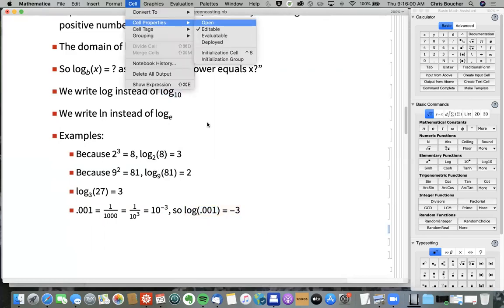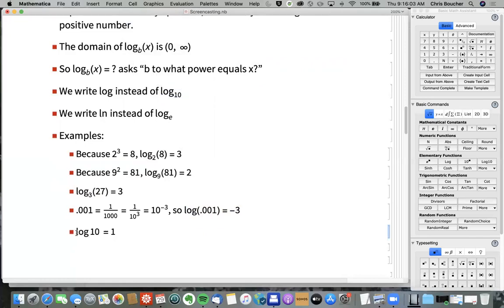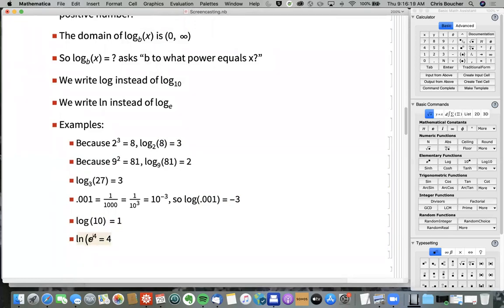All right, moving right along. What is the log of 10? Again, I don't have any subscripts, so this is the log base 10, and I'm asking 10 to what power is 10? And the answer is 10 to the 1 is 10. What about the natural log of e to the 4th? Again, when I see ln, I'm thinking, okay, that's log base e. So this is asking e to what power is e to the 4? Well, e to the 4 is e to the 4. So there you go.